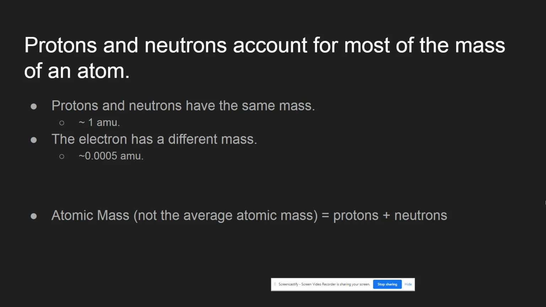The atomic mass, and again, I cannot stress this anymore, not the average atomic mass, okay? The atomic mass is equal to the number of protons and the number of neutrons added together. Okay, if you know the number of protons and the number of neutrons of an atom, we know the atomic mass. Okay, where do we find the average atomic mass? The periodic table.